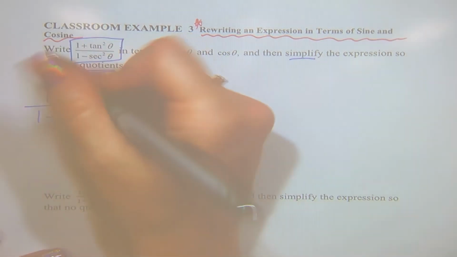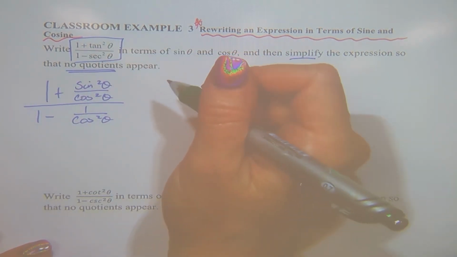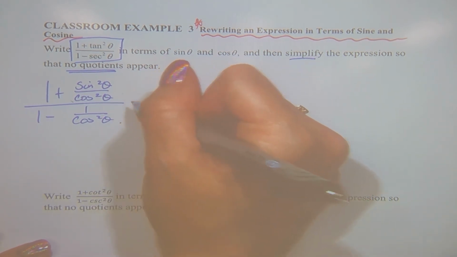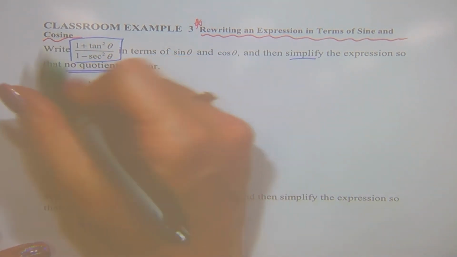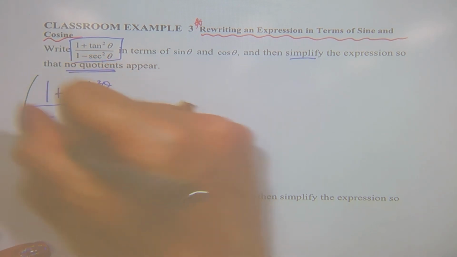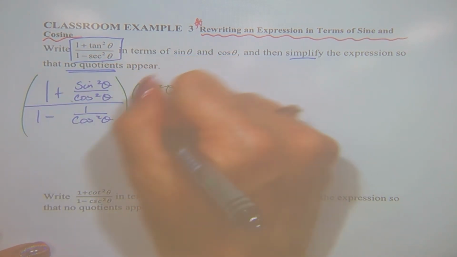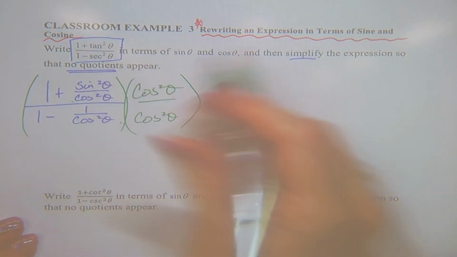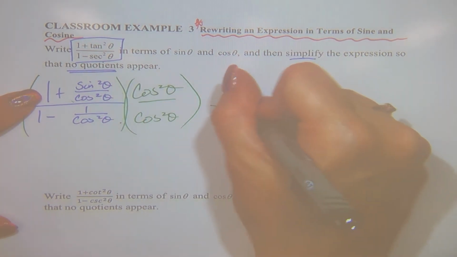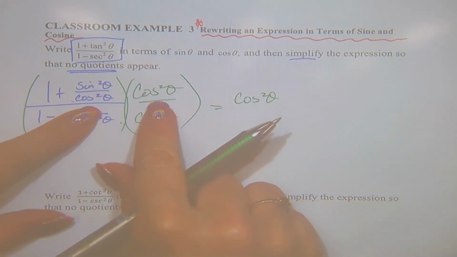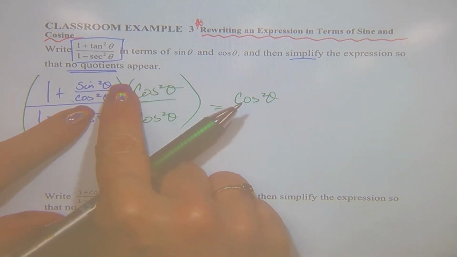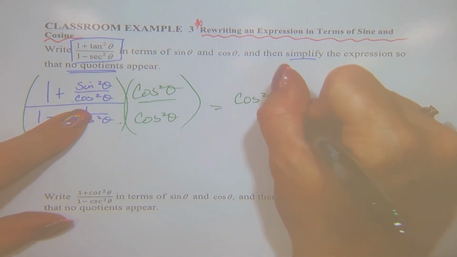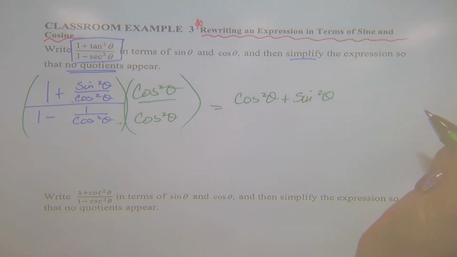The simplest way to approach this is going to be to multiply the numerator and the denominator by that common denominator, cosine squared theta, which we could call a well-chosen 1. I'm going to multiply by cosine square theta over cosine square theta. Now, in my numerator, cosine square theta times 1 is cosine square theta. Cosine square theta times sine square theta over cosine square theta, those cosine squares are going to cancel out, and I'm left with sine square theta.